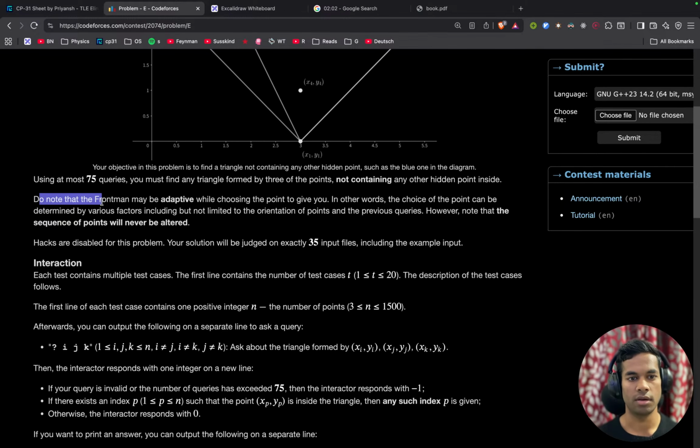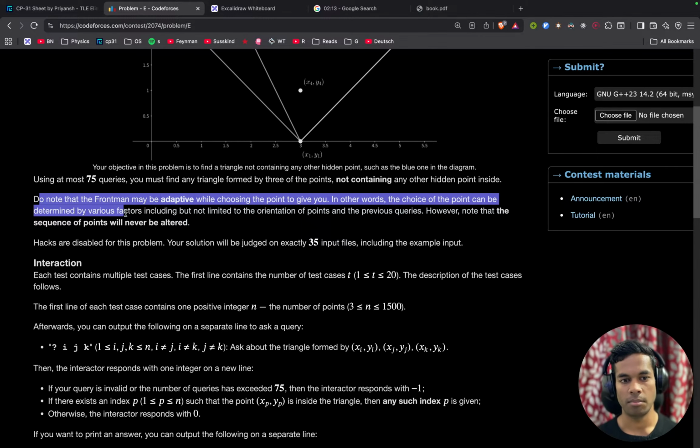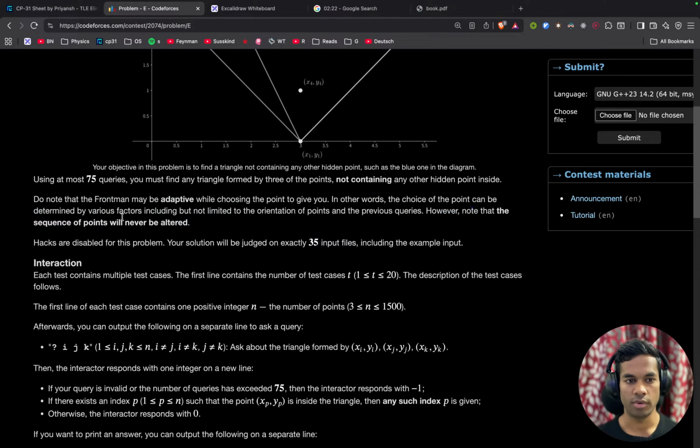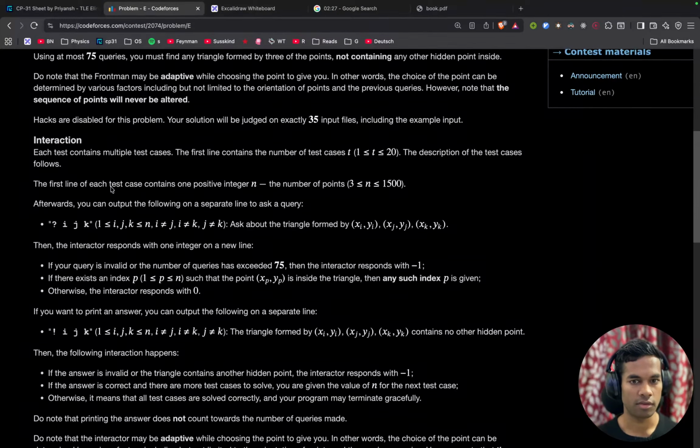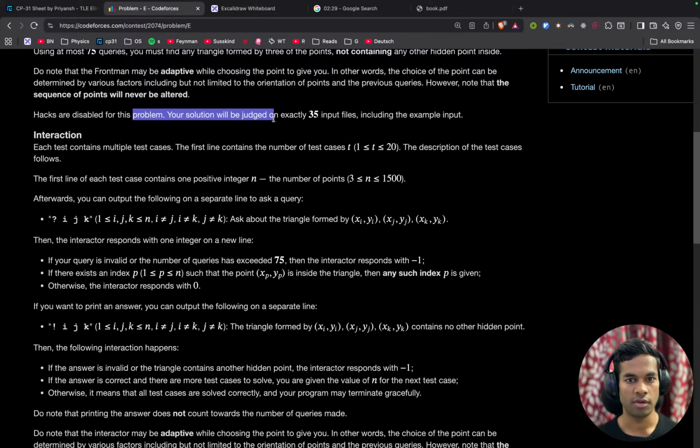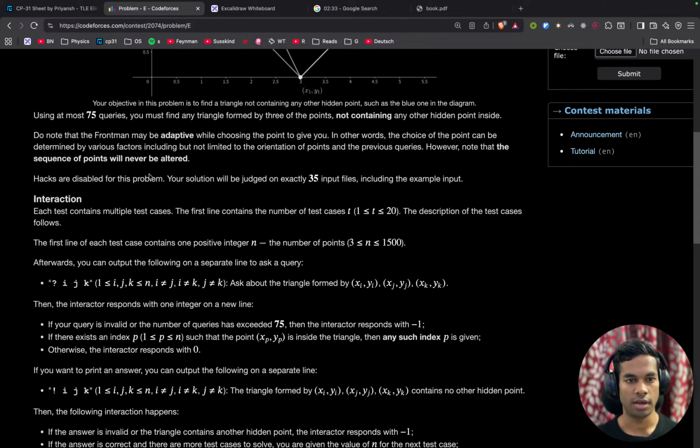Do note that the frontman may be adaptive while choosing the points given to you. In other words, the choice of the point can be determined by various factors, including but not limited to the orientation of points and previous queries. However, note that the sequence of points will never be altered. Hexar will be judged on exactly 35 input files, including the example input.